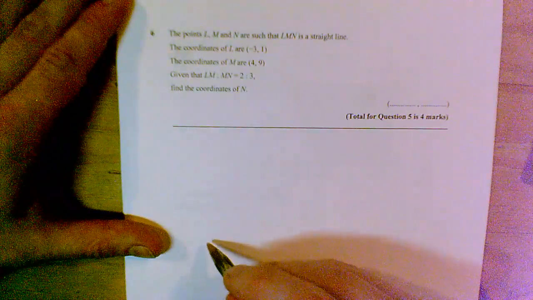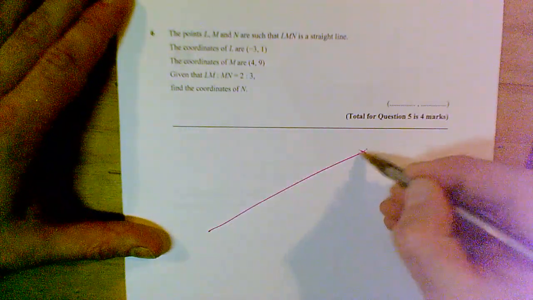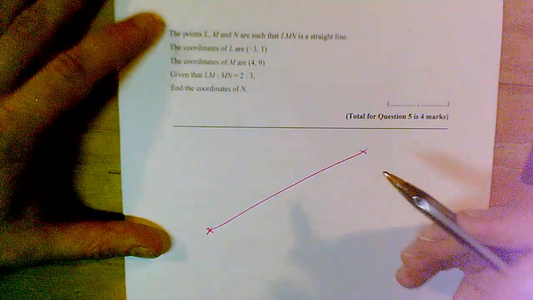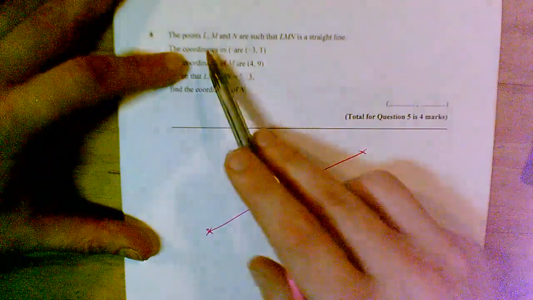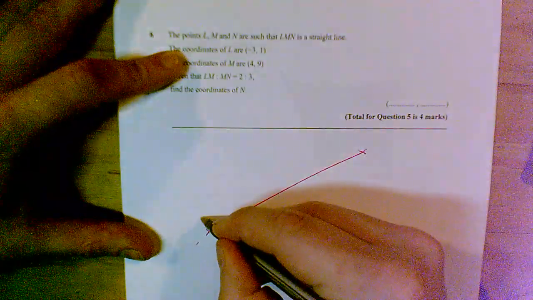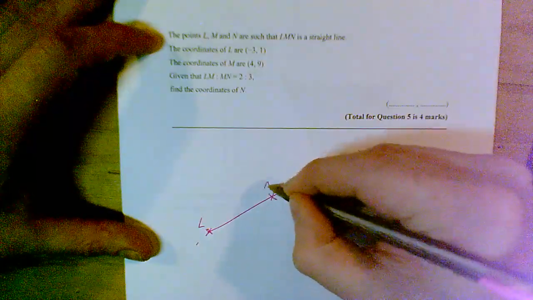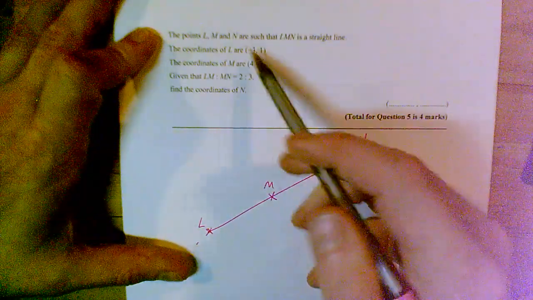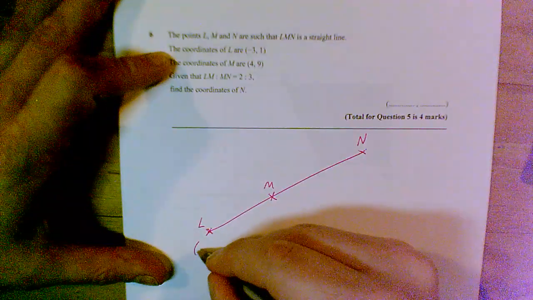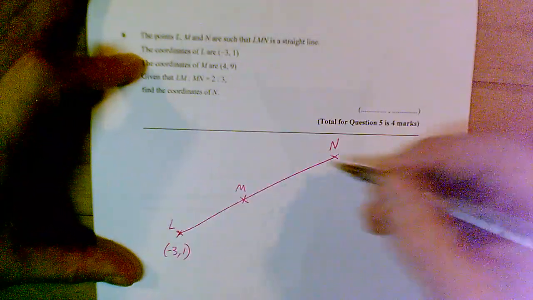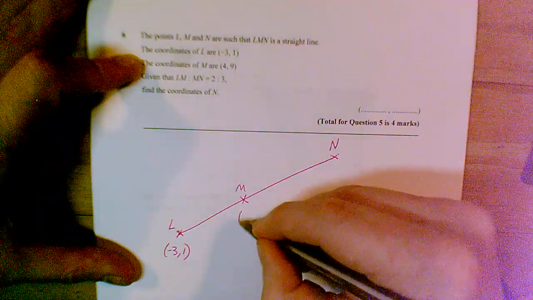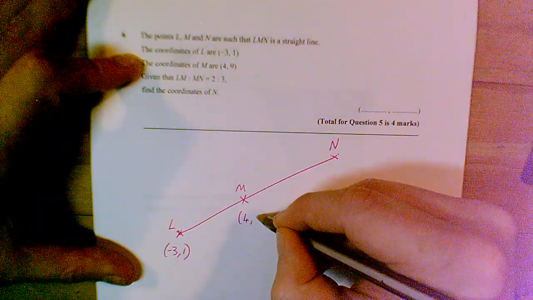Okay, on to question 6. A lot of people couldn't quite follow this, so I'm going to start by drawing a bit of a diagram to help us out. I'm not bothered about whether it's to scale or going in the right direction, but I know L, M and N are a straight line. L, M and N. And I know the coordinates of L are -3, 1, coordinates of M are 4, 9.